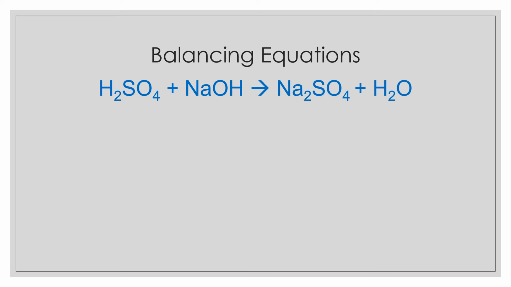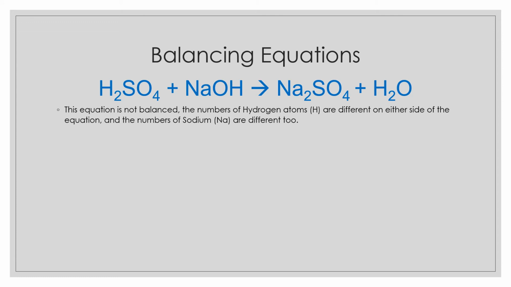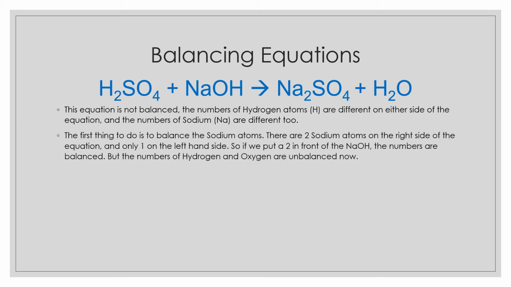However, the equation isn't balanced. To start with, we can note that on the left-hand side, there is 1 sodium atom in total, whereas on the right-hand side, there are 2 sodium atoms. We can only put numbers in front of whole molecules, so to rectify the problem, we have to put a 2 in front of NaOH.